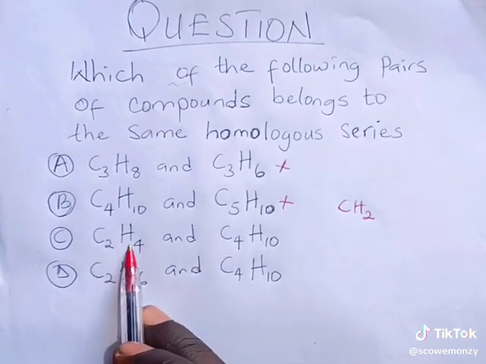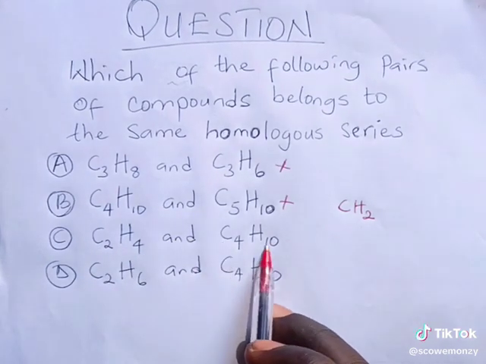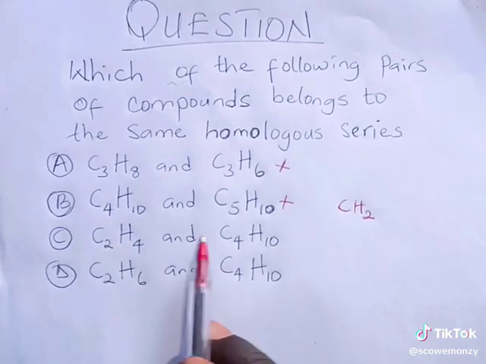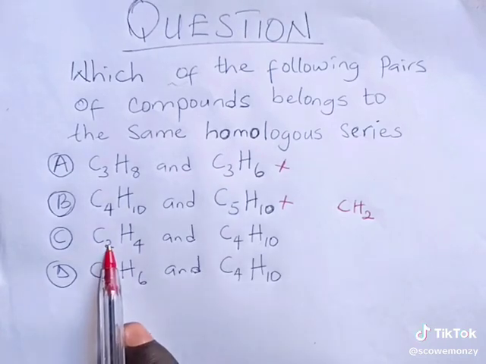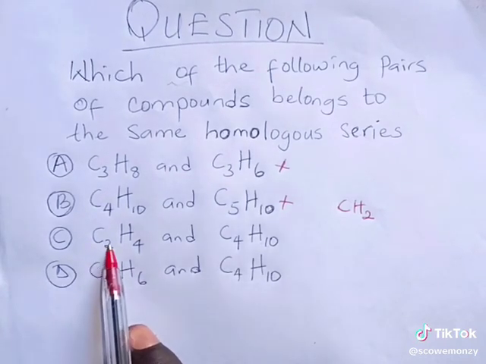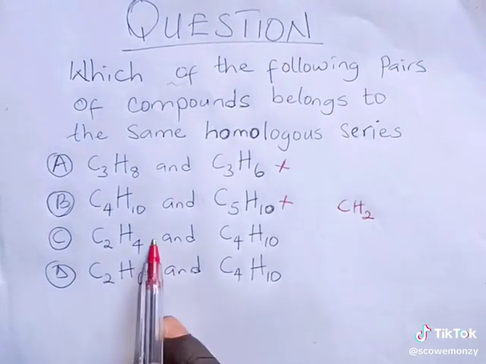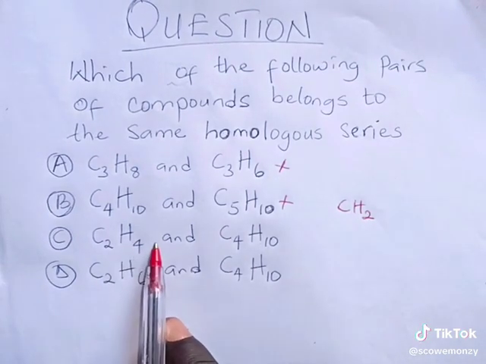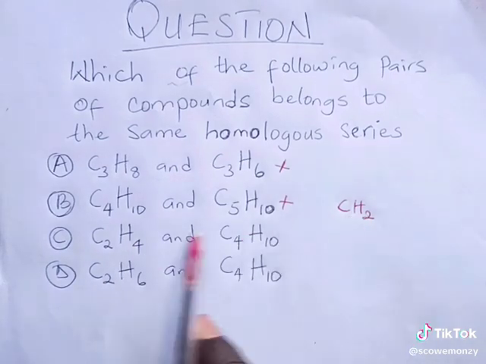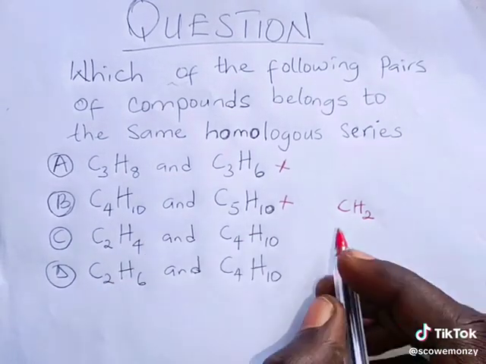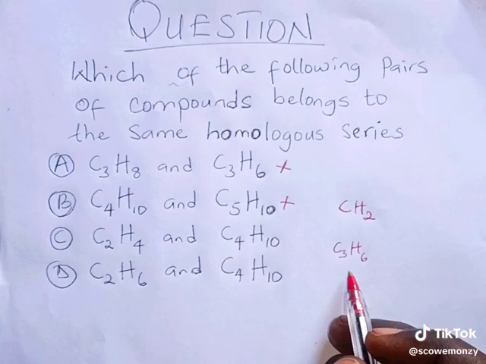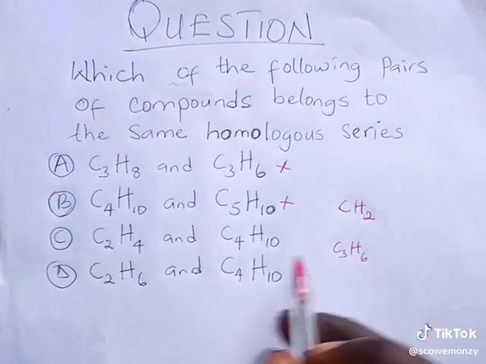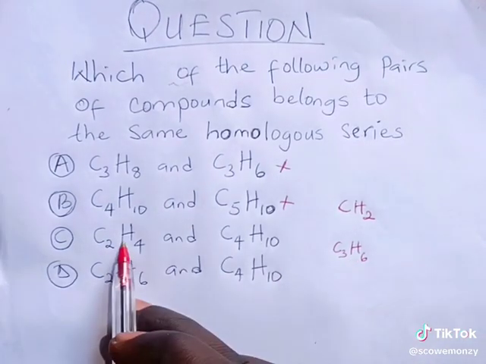This is C2H4, and then this is C4H10. So let's assume, since this has more carbon atoms than this, let's assume this is the second member. So if this is C2H4, the third member will be C3H6, because this has CH2 units more than this, so we're adding 2 hydrogen atoms to this.